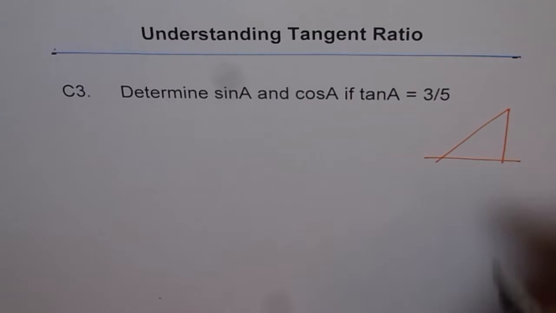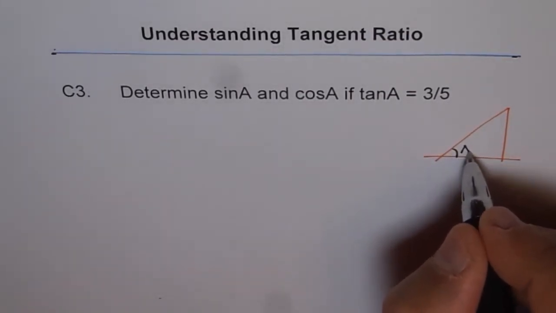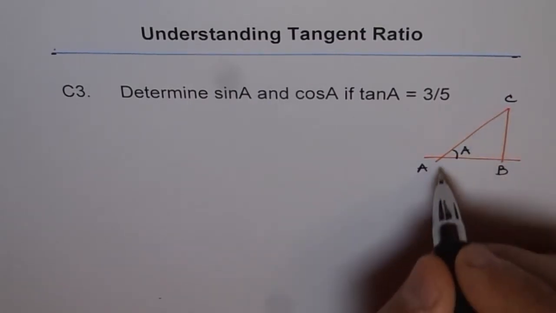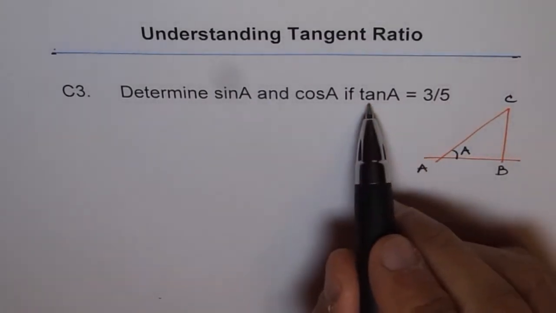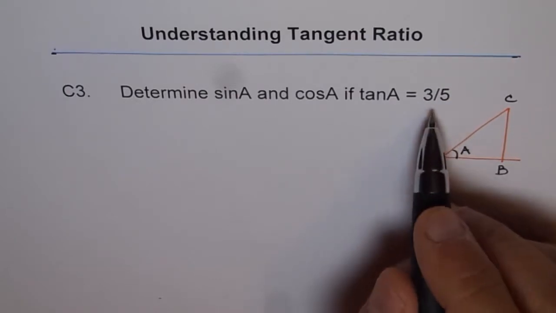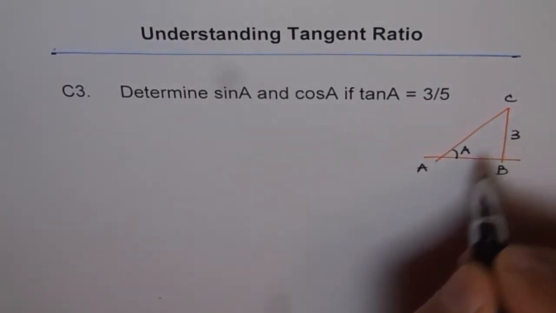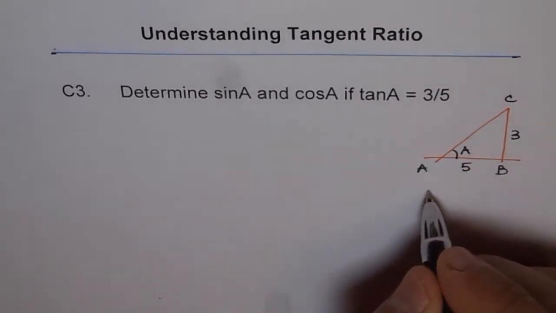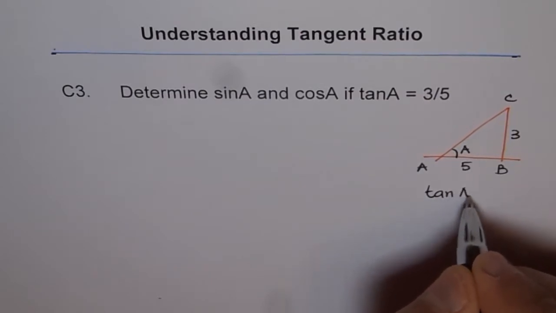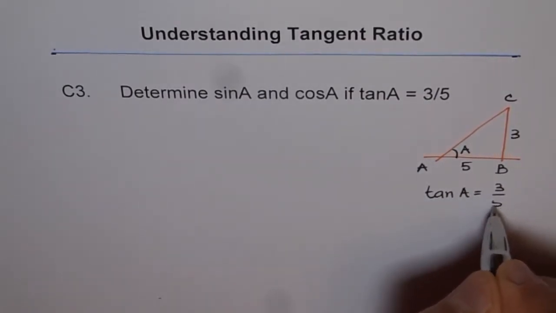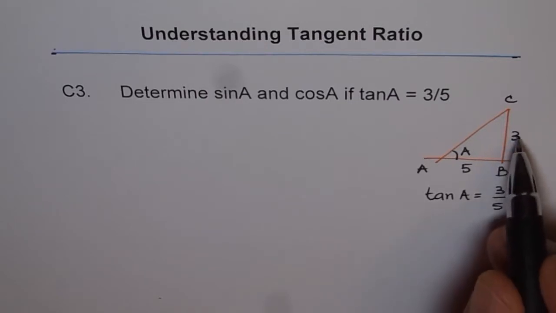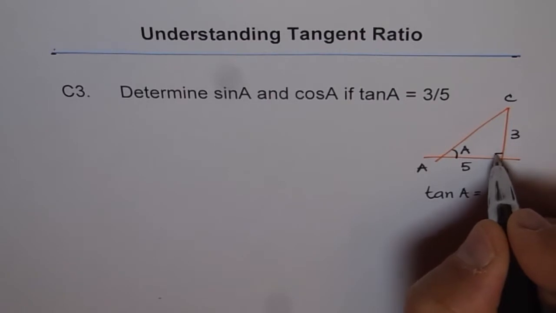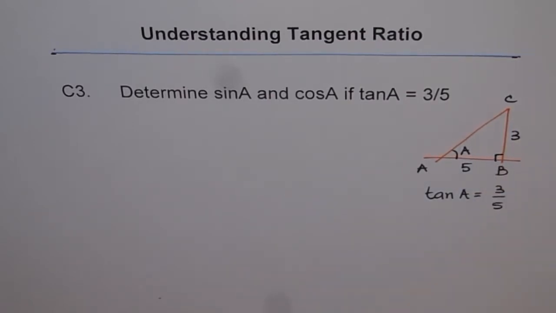In that case, if this angle is A, we can write ABC as here. So the angle will be angle A, right? If this angle is A, then tan A is 3 over 5. That means the ratio of opposite side to adjacent side is 3 over 5. That is the meaning of tan A. So tan A equals 3 over 5 means the ratio of opposite to adjacent is 3 over 5 in a right triangle. So that is a right triangle.